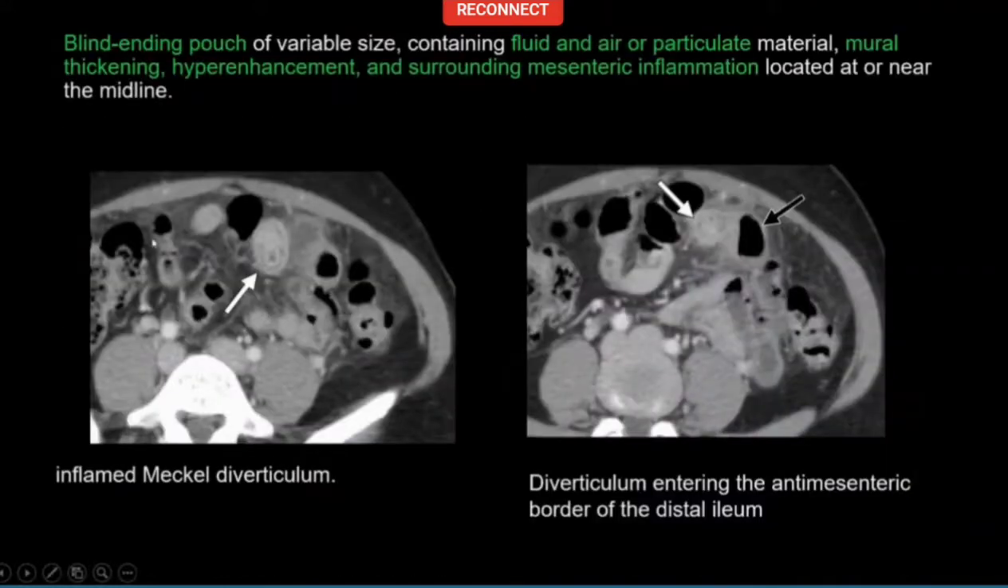So here we have a CT image which is showing an inflamed Meckel's diverticulum. Here you have the diverticulum arising from the antimesenteric border of the distal ileum.